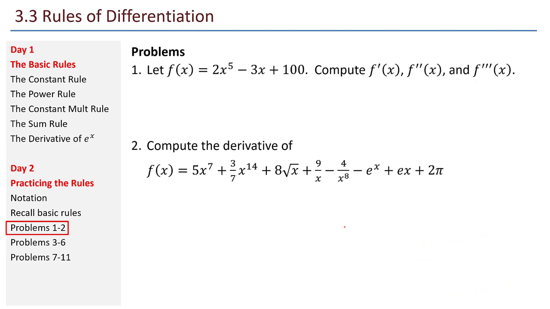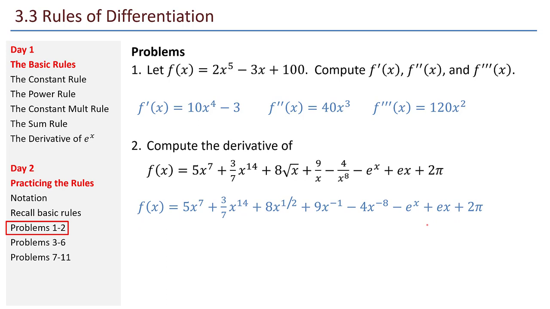Okay, welcome back. Let's take a look. So for the first problem, there is the first derivative, the second derivative, and the third derivative. Check your work. The second problem is trickier, to be sure. The first step is not to take a derivative. The first step is write some of those x's in terms of powers. So this 8 times the square root of x, let's write this as 8 times x to the 1/2. And instead of 4 over x to the 8, maybe write that as 4 times x raised to the negative 8. That way, I know how to use the power rule to take derivatives.